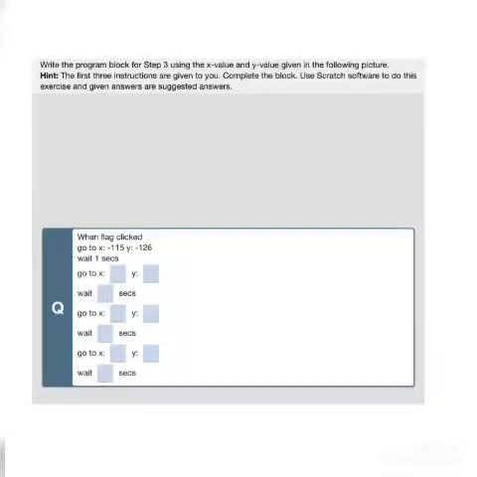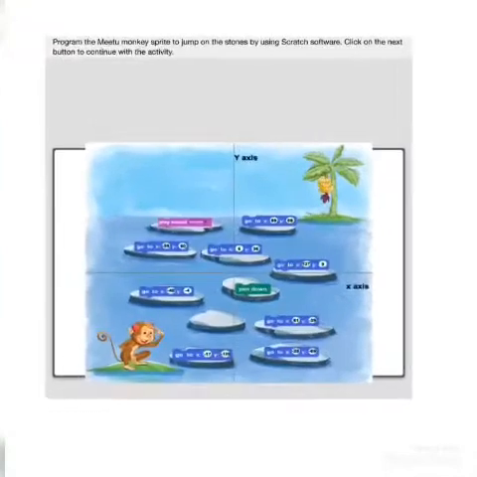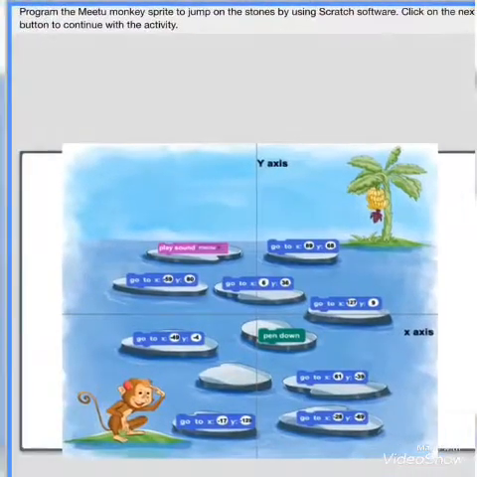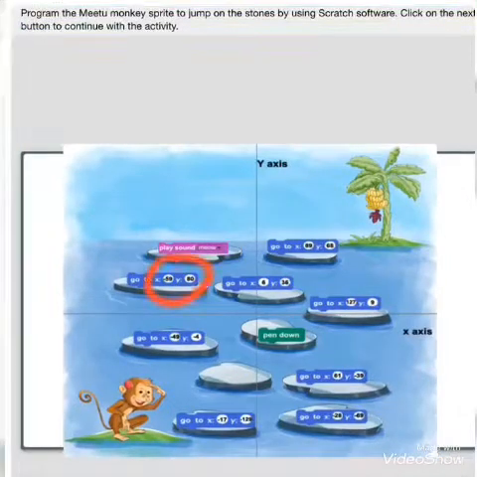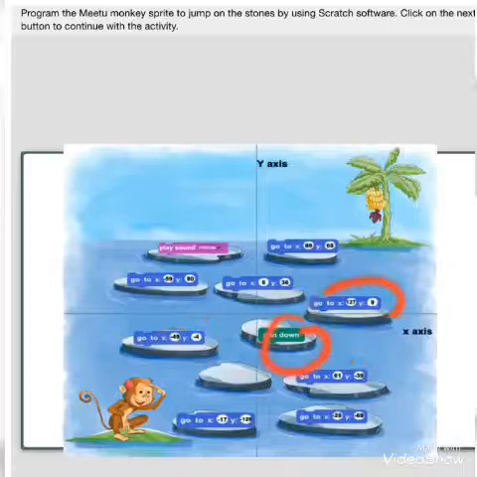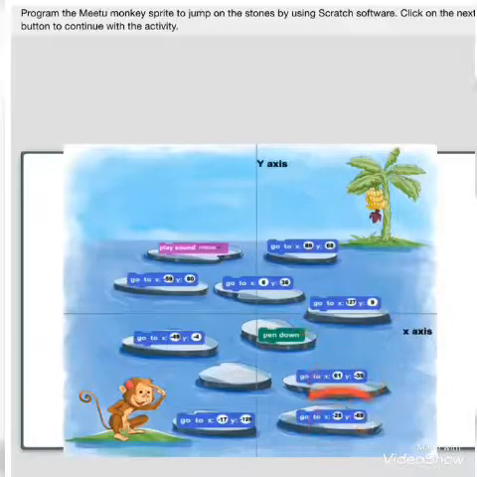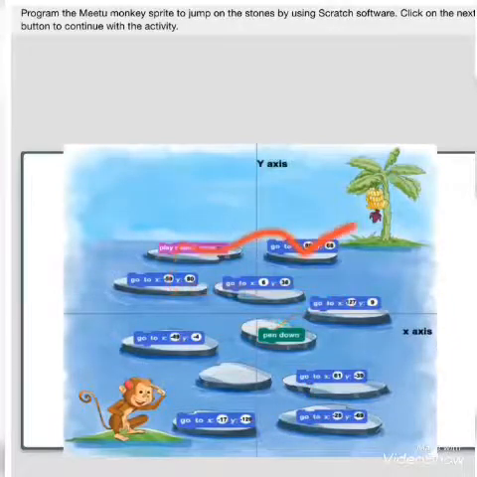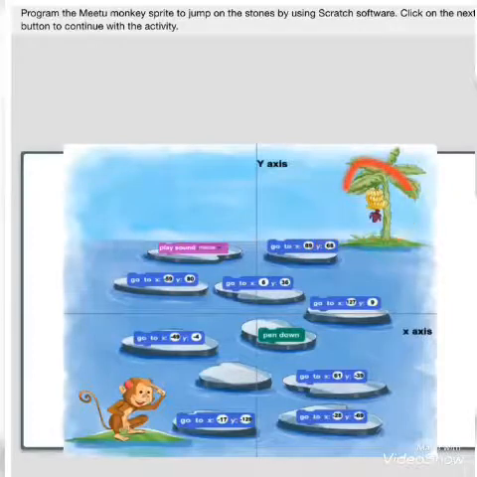Okay children, now see, for your information, I have written all the X and Y values for you. You can fill this in the last question. See, all of these are given here. Okay, now how will he jump? He will jump here, then he will go here. One by one he will reach all the stones, and he will go and take the bananas.